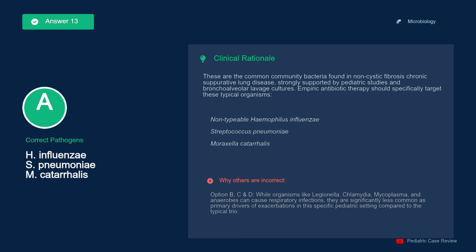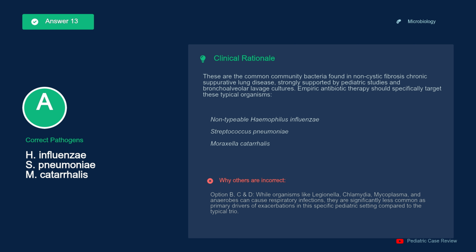These represent typical community respiratory bacteria and are most frequently isolated from bronchoalveolar lavage and sputum cultures in children with non-cystic fibrosis chronic suppurative lung disease and bronchiectasis. This knowledge informs empiric antibiotic selection favoring agents like amoxicillin clavulanate with activity against these organisms. Options B, C, and D represent less common pathogens in this clinical setting.